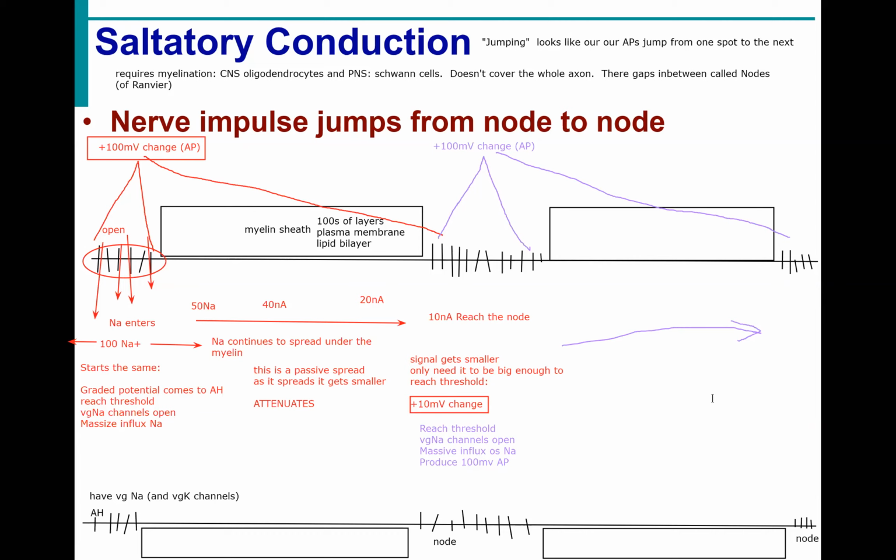But what happens if, when we get here, the signal is too small? If when we reach the node, let's say the signal is only a +8 millivolt change, will that be enough to get it to reach threshold? No. And so what would happen is our action potential would stop. So there is more of a risk. Remember, the other one we said is slow, but it was consistent. This one is faster, but there's a little bit more of a risk.